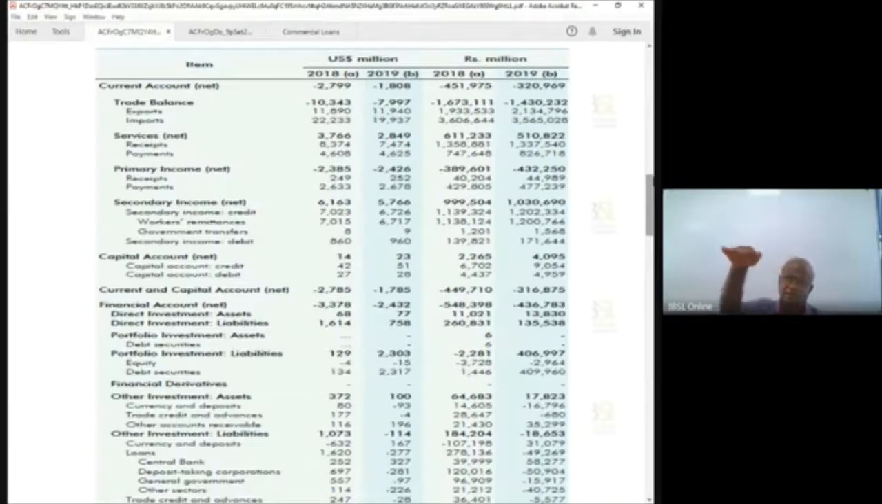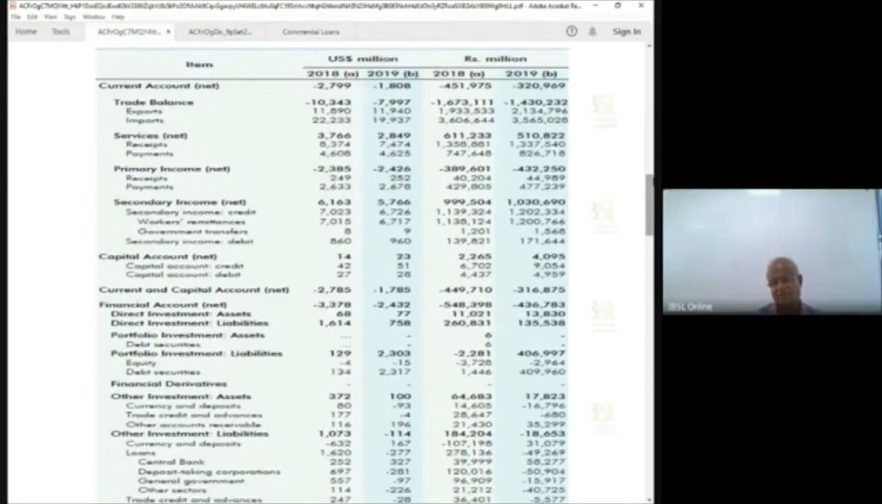Overall current account deficit. What is the overall current account? Balance in the secondary income account, balance in the primary income account, balance in the services account, balance in the trade account. In other words, minus 7.9, plus 2.8, minus 2.4, plus 5.7. When you add all these things, you get a current account of minus 1.8, that is a deficit.